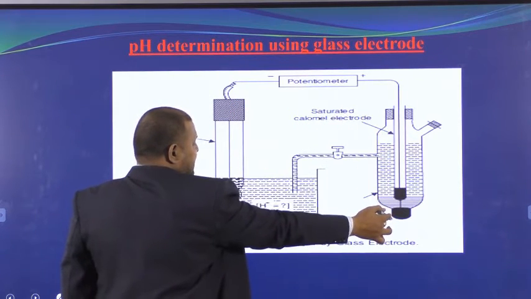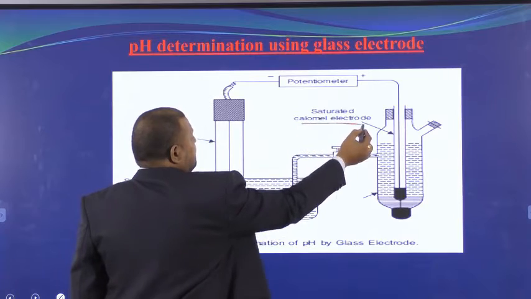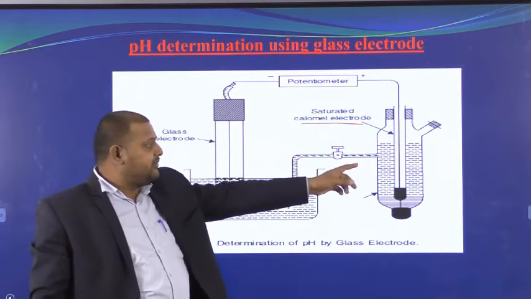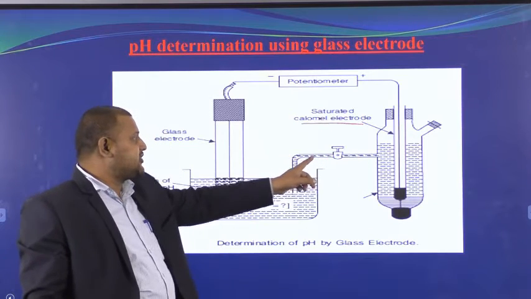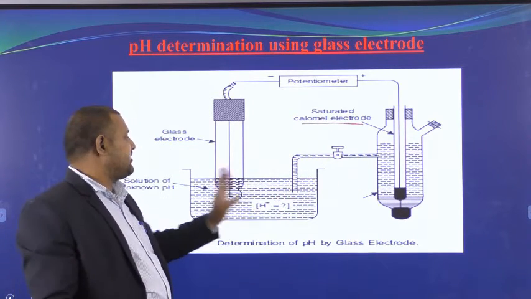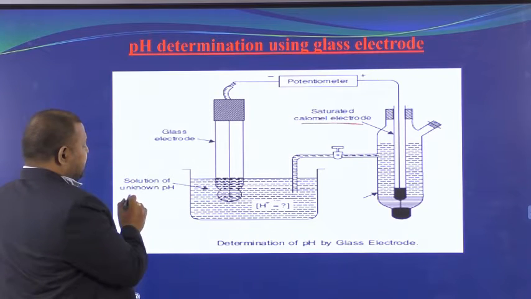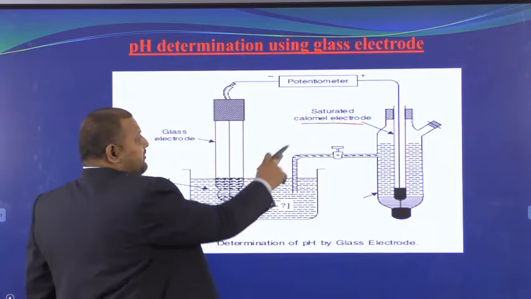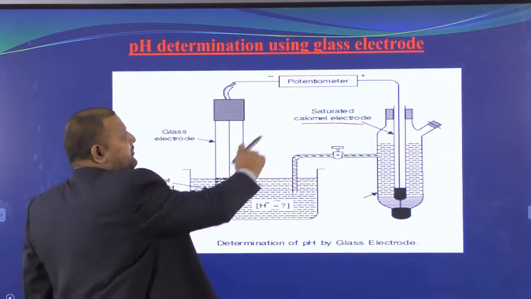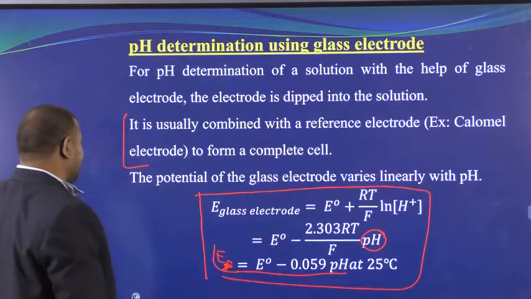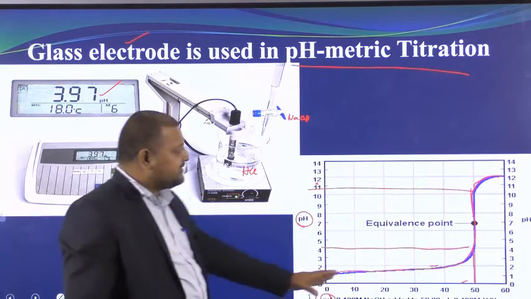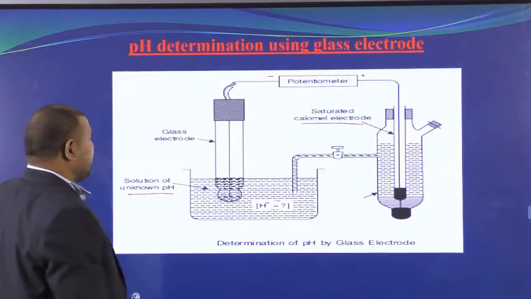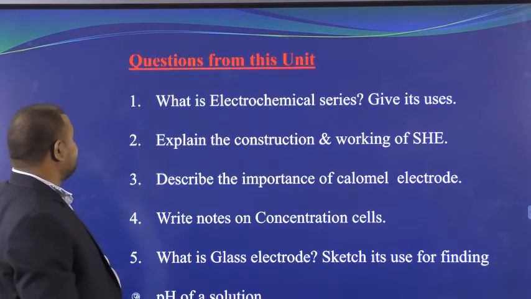Here we have put the saturated calomel electrode, and this is the salt bridge used. When we were discussing the electrodes, we discussed that we use the saturated calomel electrode here. The unknown pH solution is taken, the glass electrode is dipped, and the circuit is completed. Once the circuit is completed, by observing the potentiometer we can draw a graph, just like this one. Using the graph, you will get the answer.